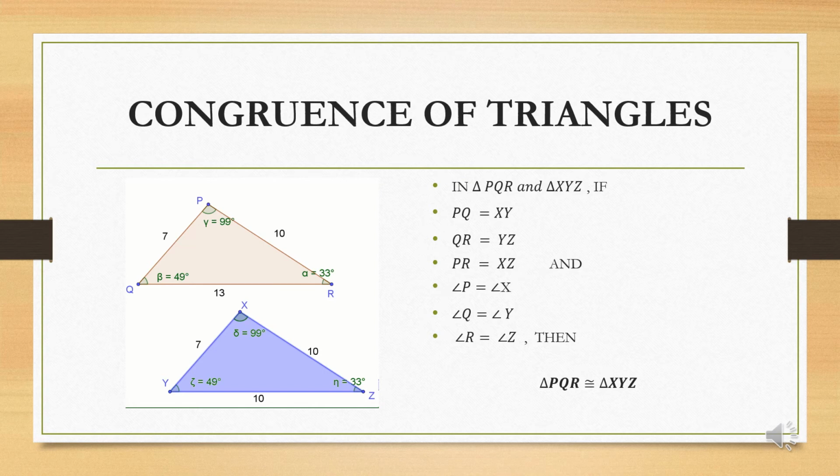What did we learn earlier? If in two triangles the sides and angles are equal, then the two triangles are congruent. These are the two corollary statements. Okay?